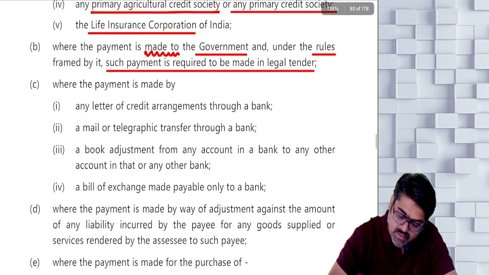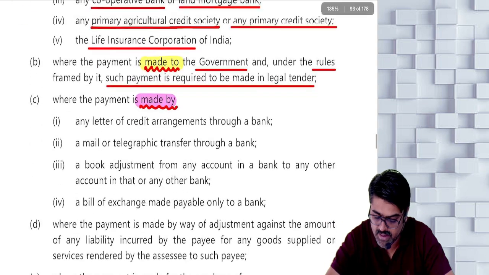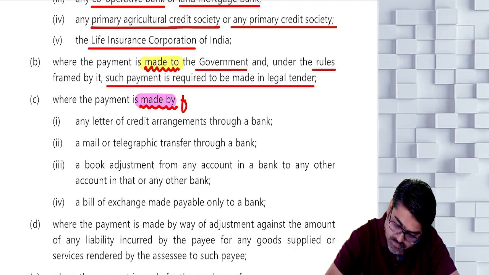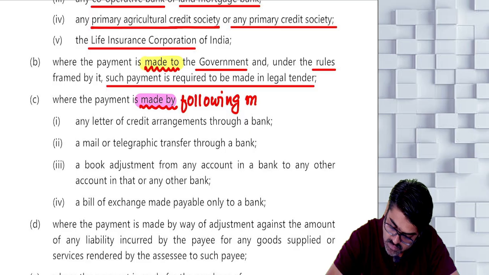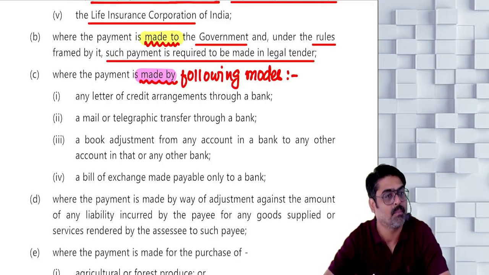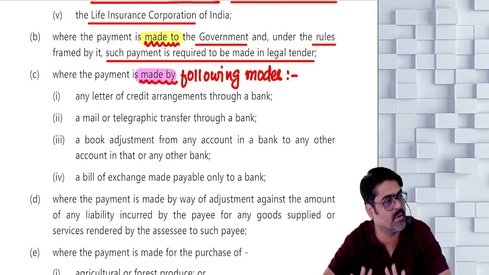Next one. Whereas payment is made by. See, here it was made to and now it is made by. Made by following modes. Write down. Now even if these modes are not prescribed modes, but if you make the payment by these modes, then also that payment will be allowed as a deduction.